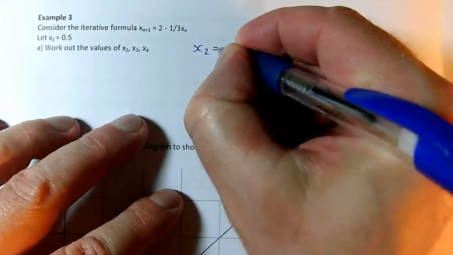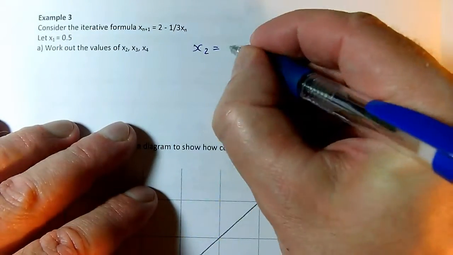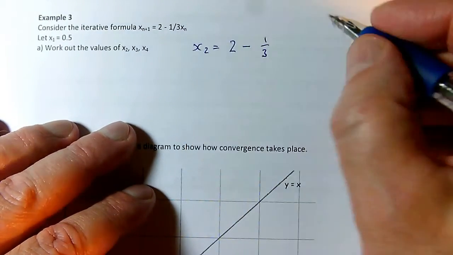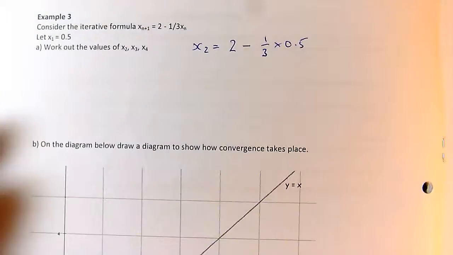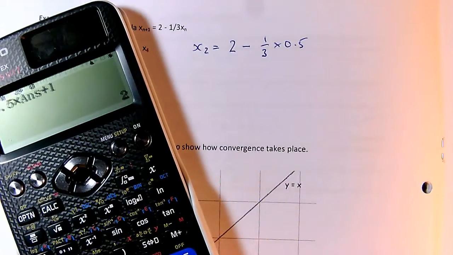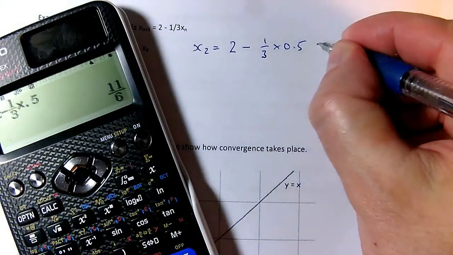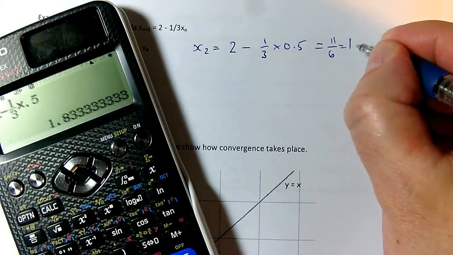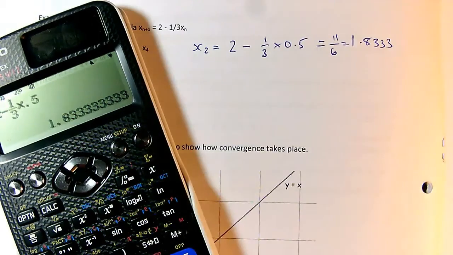So x2 equals, well, I know what x1 is, so I'll plug it into the formula. So 2 minus a third of, and then this I take to be my x1, which is 0.5. So I do that on my calculator. I need to do 2 minus 1/3 times 0.5, and I get 11/6, but of course that has a decimal equivalent of 1.8333.